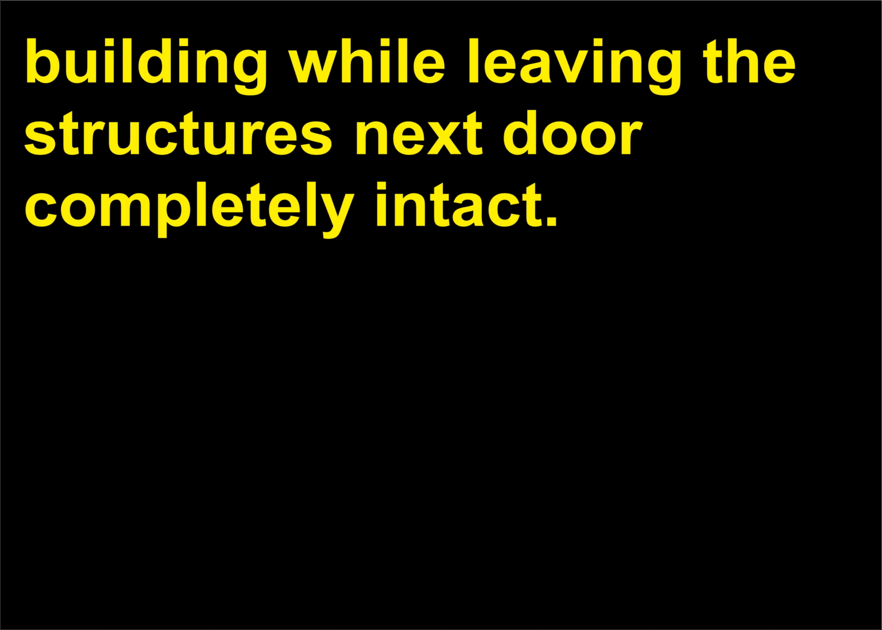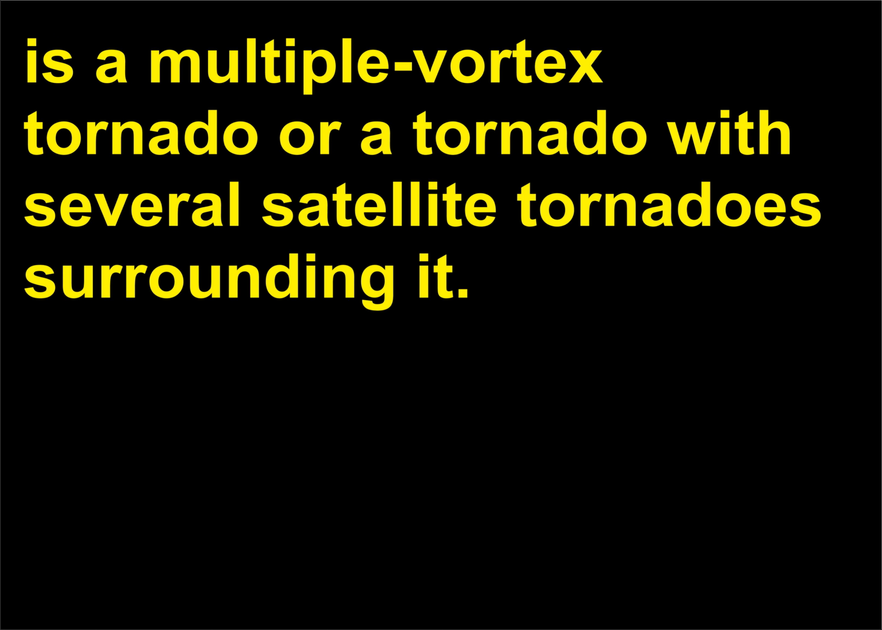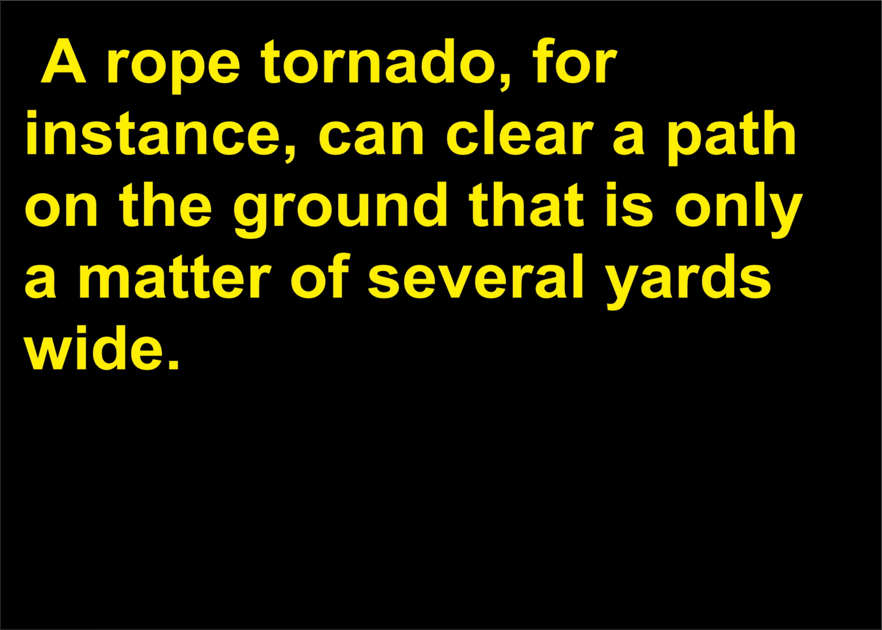Tornadoes are famous for their ability to destroy one home or other building while leaving the structures next door completely intact. Such random acts of destruction occur either when there is one very slim tornado or there is a multiple vortex tornado or a tornado with several satellite tornadoes surrounding it. A rope tornado, for instance, can clear a path on the ground that is only a matter of several yards wide.